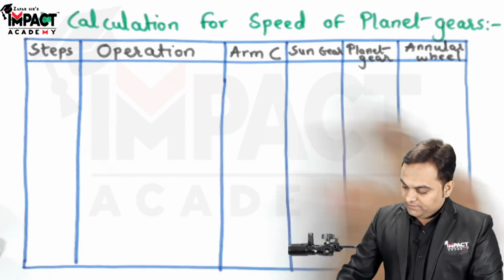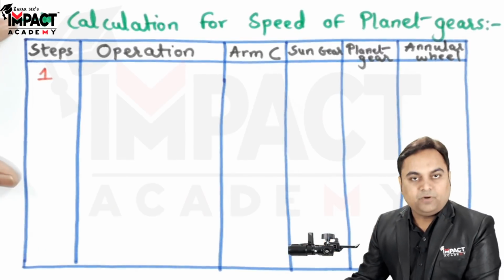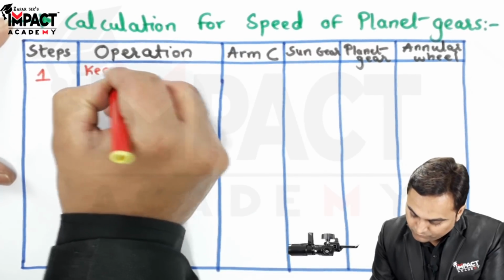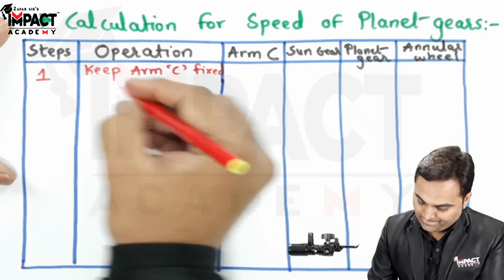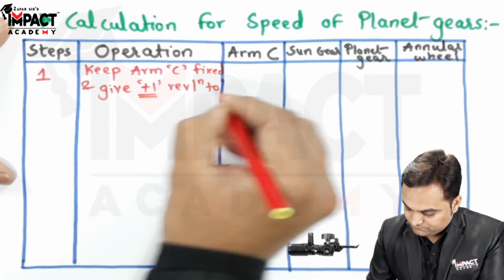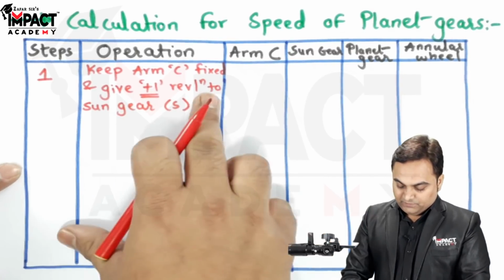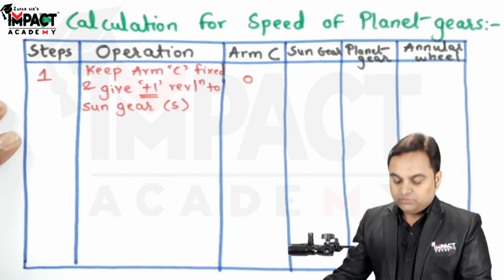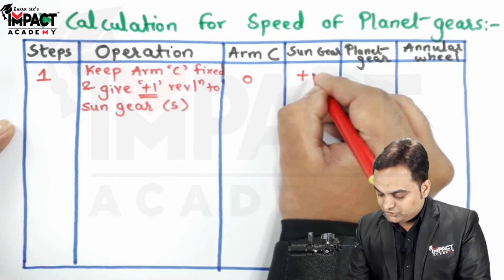Now, in the first step, step number 1, operation is keep the arm fixed. So arm or the spider C fixed. Keep the arm C as fixed and give +1 revolution to sun gear S. So I'll be keeping the arm as fixed. So it is 0, the speed of the arm. For the sun gear, we are providing +1 revolution.